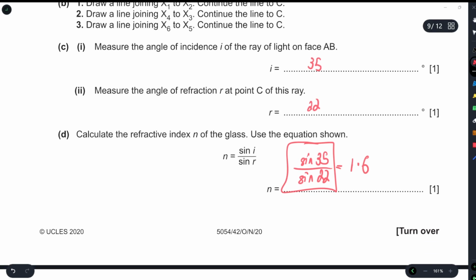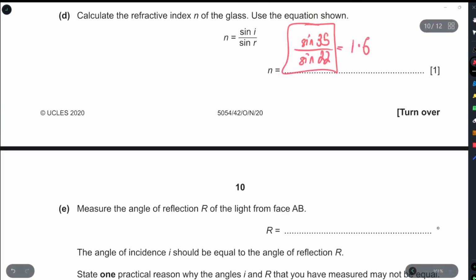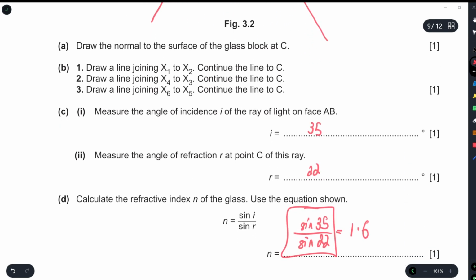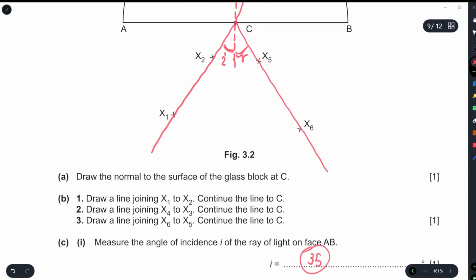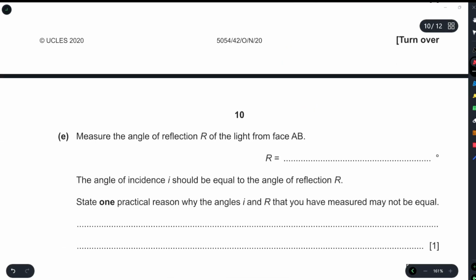All right, but you are going to make sure that you find the correct answer. Measure the angle of reflection. So you're going to measure the angle of reflection. It's going to be very close to the angle of incidence you measured, in which case I said, the angle of incidence should be around 35, so my angle of reflection will also be around 35. Should be equal.